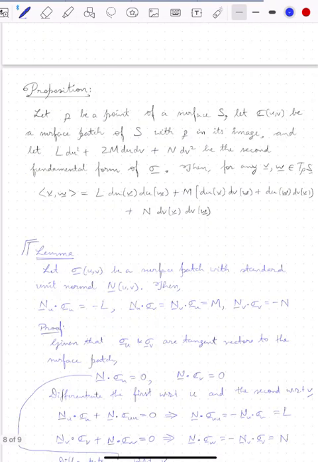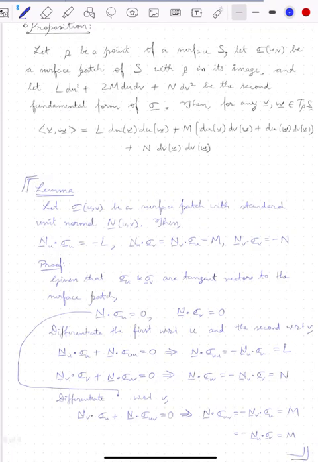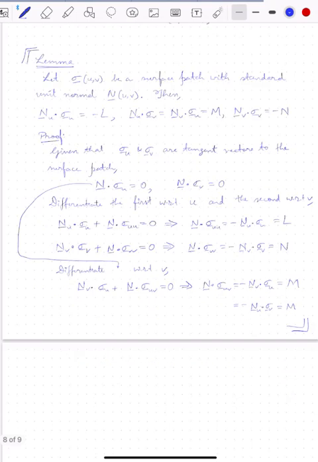Now going back to the proposition here. It says that P is a point of a surface S, and let sigma uv be the surface patch of S with P vector in its image, and let this be the second fundamental form. Then for any v, w elements of T_P S, the inner product of v, w gives this form, right?